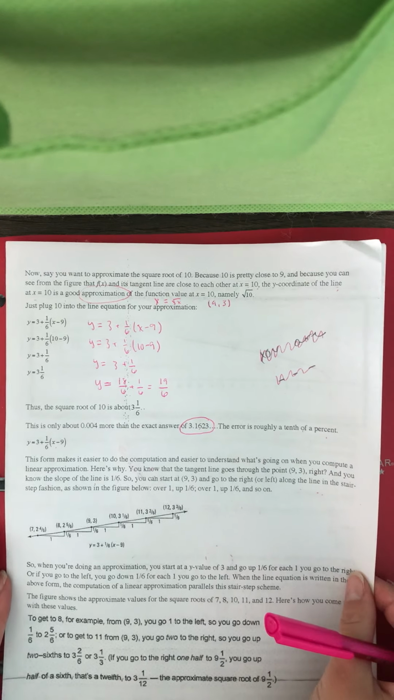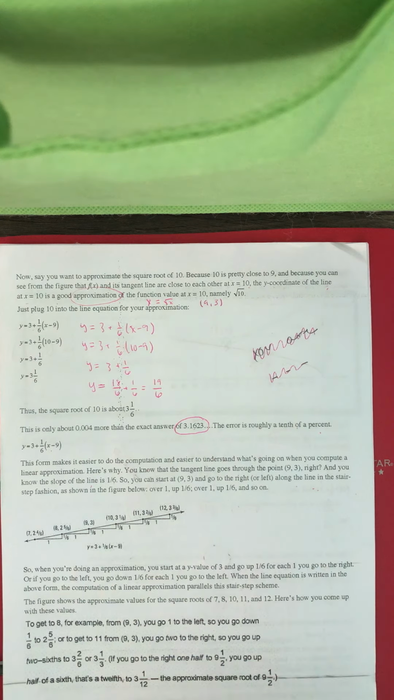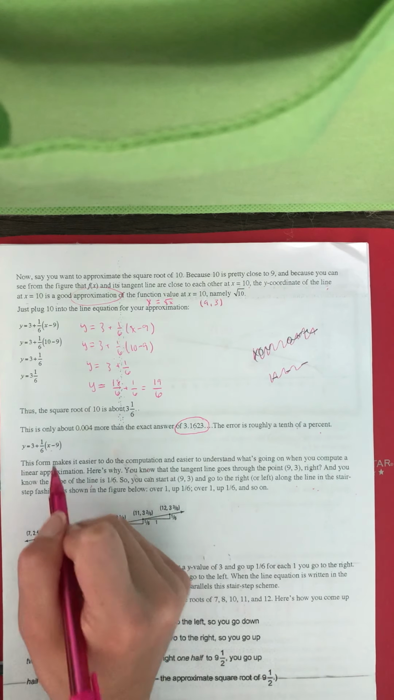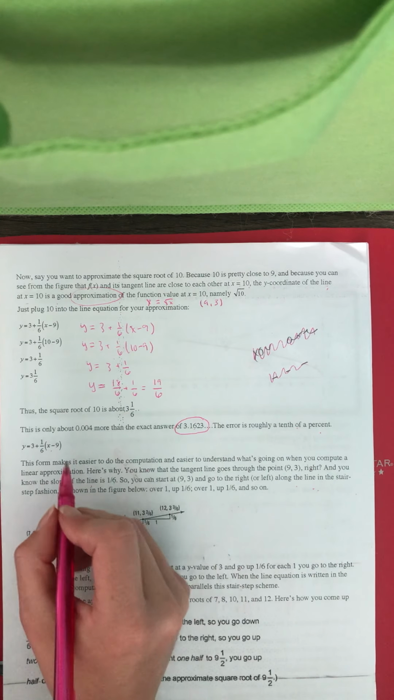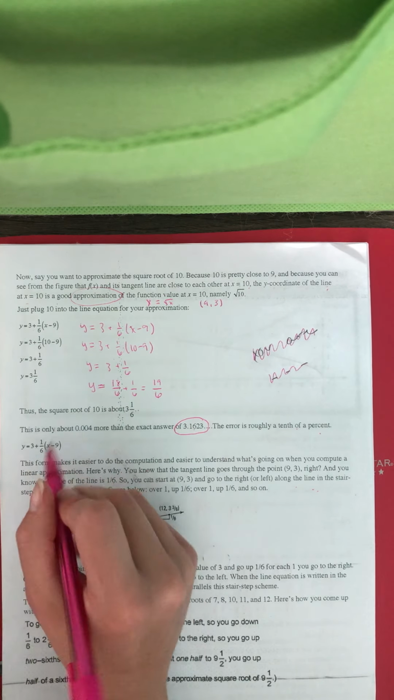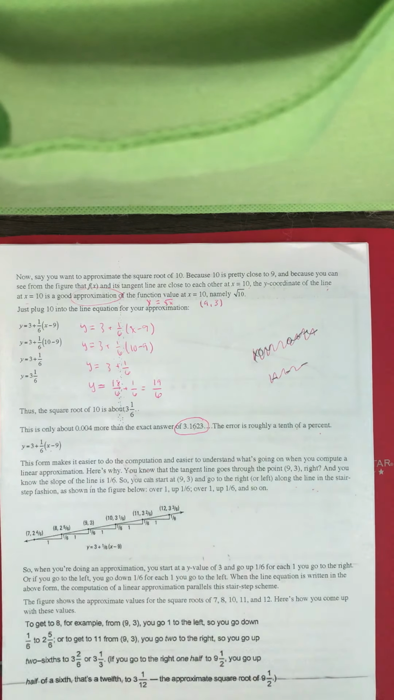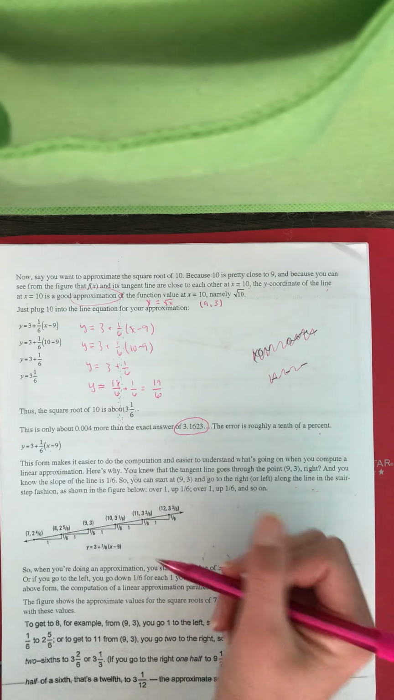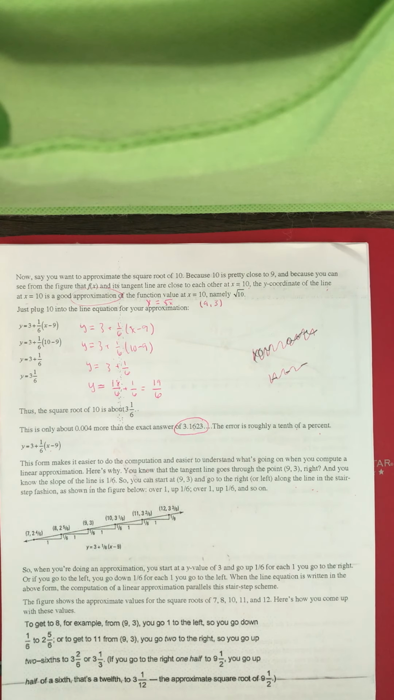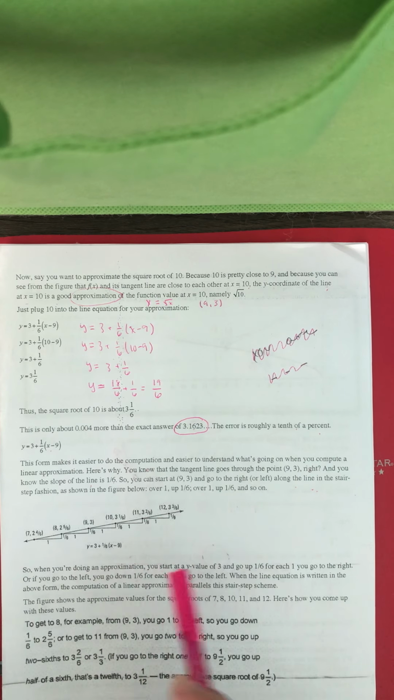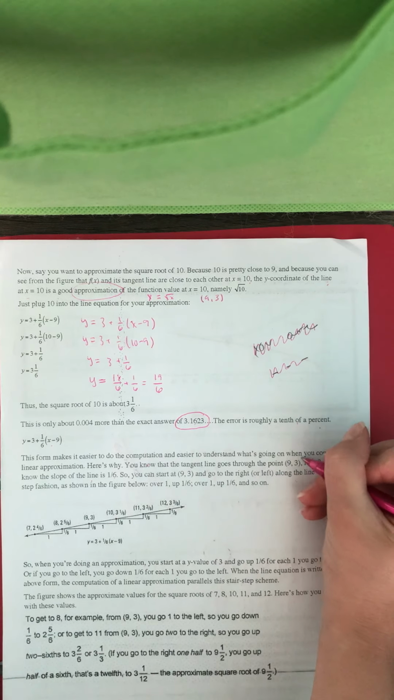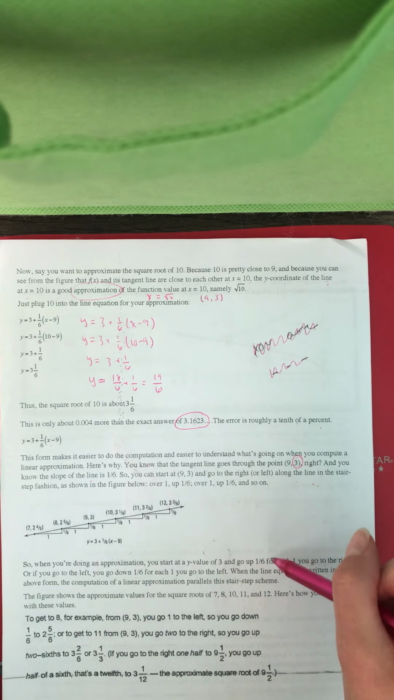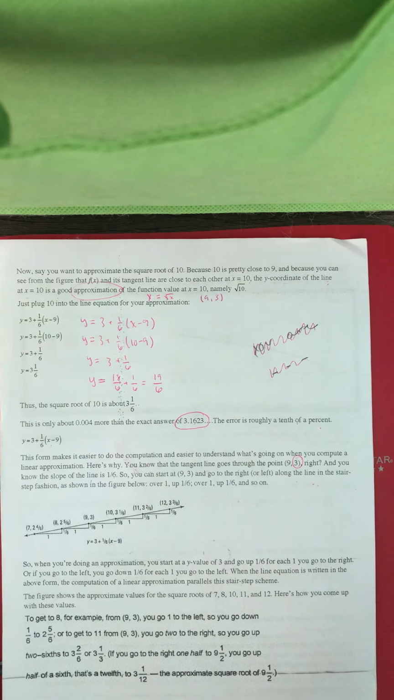So basically leaving it in the point slope form is a benefit because you can easily plug in 7, 8, 9, 10, 11, 12 and get a simple answer. You multiply it by 1, you divide it by 6 and add 3. Divide 11 by 6, add 3. Divide 12 by 6, add 3. So when you're doing an approximation, you start at a y value of 3 and go up 1/6 for each 1 you go to the right.